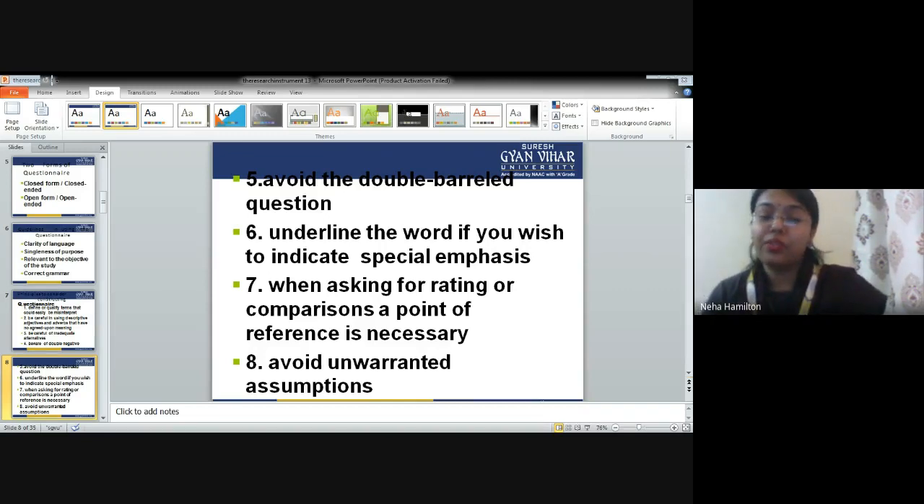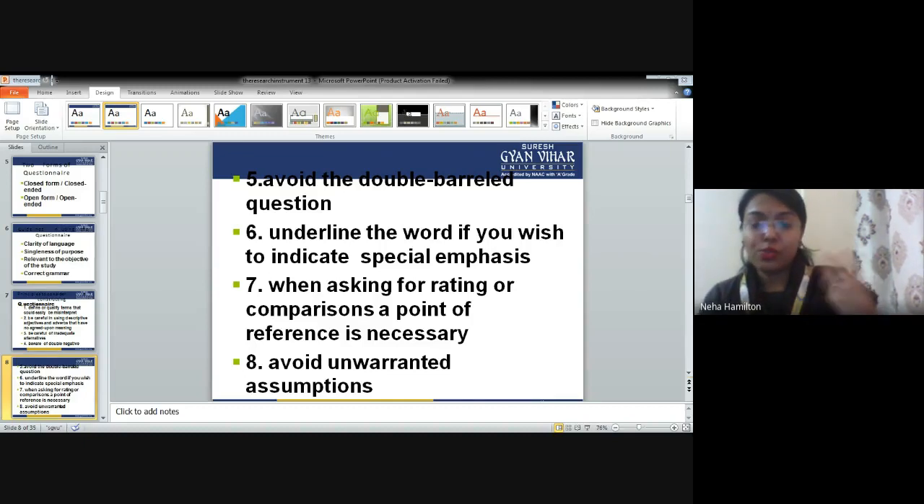I would like to give an example on this particular point. For example, are you satisfied with the behavior of staff and the quality of products used in the spa treatment in ABC hotel? So what am I asking? I'm asking two different things from you, no? I'm asking the quality of products that they are using during those spa treatments.